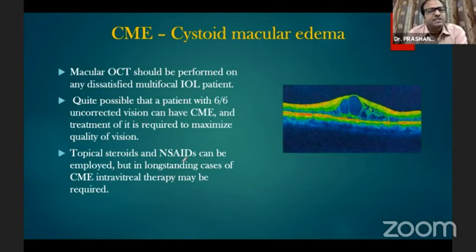Sometimes the patient's vision is 6/6 and near vision is N6. Still, the patient is not so happy and not so satisfied with the vision. In such cases, we must do a macular OCT scan with SD OCT, which will be able to pick up even the smallest amount of macular edema. In those patients, we have to treat with NSAIDs, steroids, and in some cases, it may require intravitreal injections also.